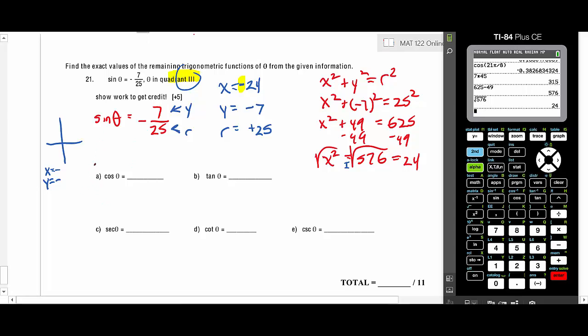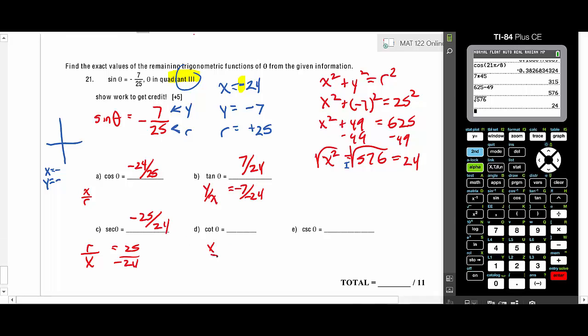Okay, so let's see. We want to find, let's start with the cosine. So the cosine's x over r, so that would just be negative 24 over 25. The tangent's y over x. Now that would be negative 7 over negative 24, so that becomes 7 over 24, and the tangent's a positive value in quadrant 3. Secant's r over x, so that would just be 25 over negative 24. So write that as negative 25 over 24. That's just the reciprocal of the cosine anyway. Okay, so we got that.